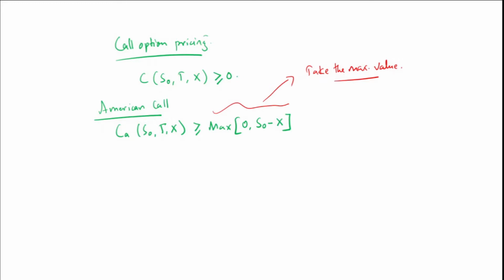If we have a notation like this, maximum either 0 or something else, then we will be taking only the maximum value from this. So a European call option generally has a positive value, or for an American call option the value should be greater than the maximum value of 0 or either share price minus the exercise price or strike price.